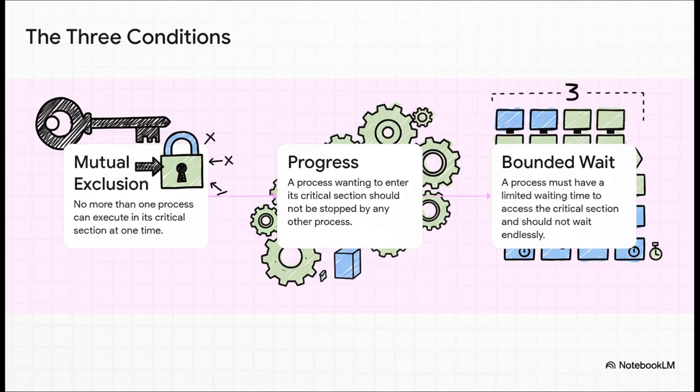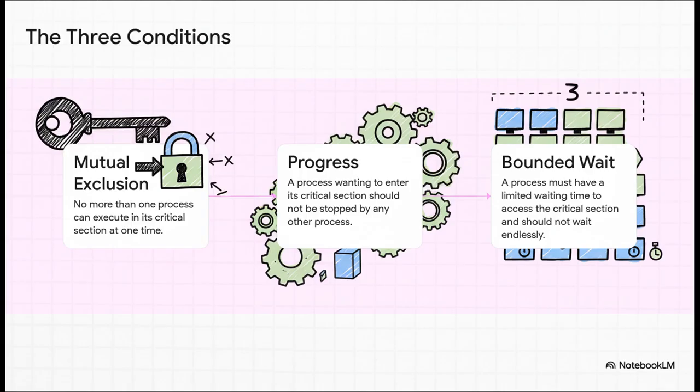First up, mutual exclusion. Super simple idea. Only one process gets the key to the critical section at a time. It's like a one-person-at-a-time rule for a room. This stops that data corruption we talked about. Second, progress. This rule basically says no gridlock. If the room is empty and a few processes are waiting to get in, you have to pick one. You can't just leave them waiting forever.